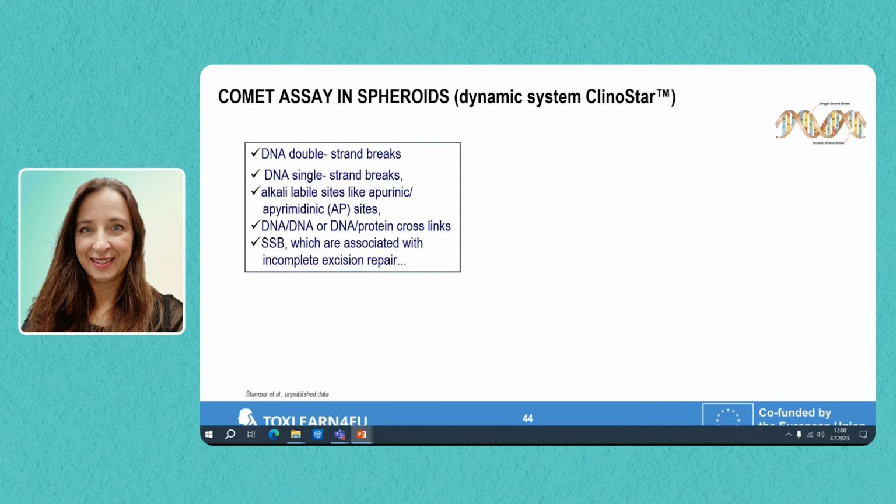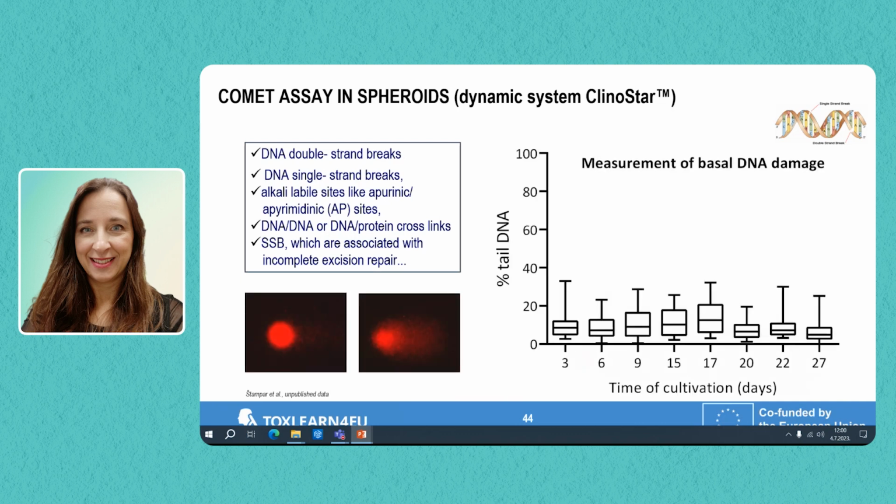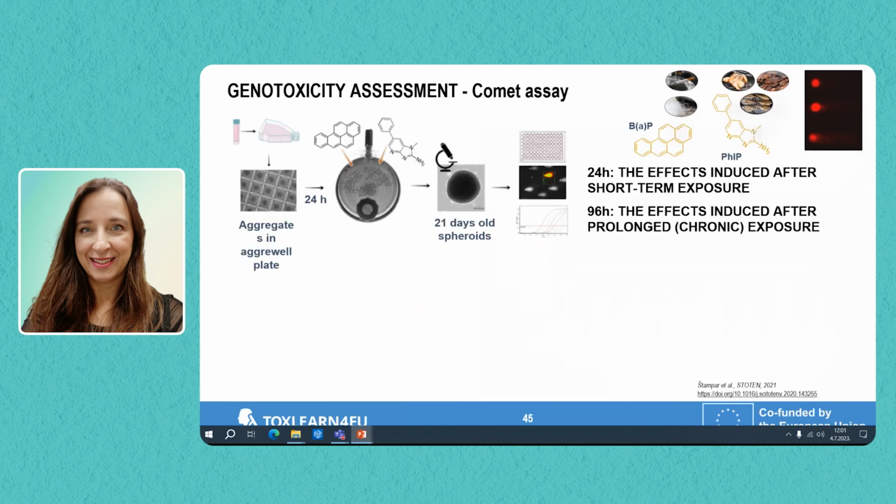We also tried to apply the Comet assay on such a model, but because we have really dense mature spheroids, we checked first what is the basal level of DNA damage in the spheroids, and we can see that actually there was not much damage. So we can use this approach for studying the effect of compounds on DNA damage induction.